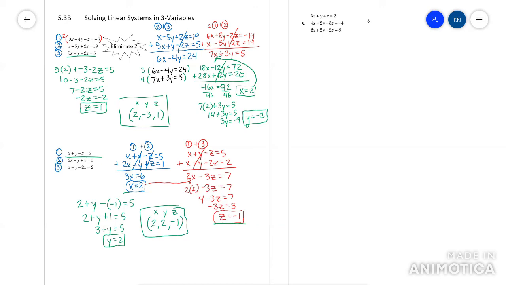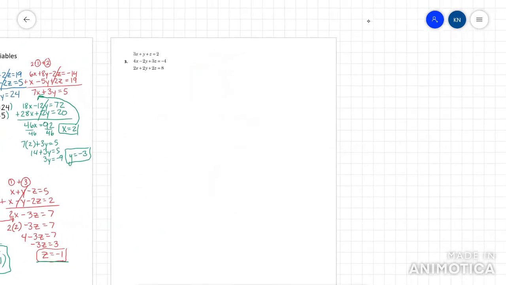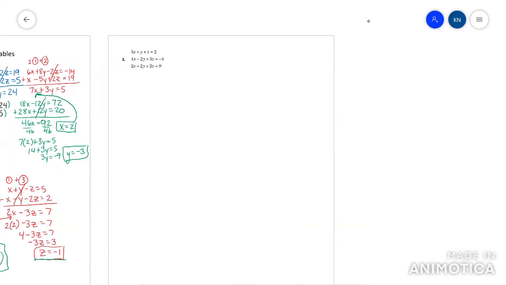All right, this last one, when I look at it, the thing that's jumping out at me are the y's. Because if I did equation 2 plus equation 3, the y's would cancel there. And then if I did equation 1 times 2, and then add it to equation 2, the y's would cancel as well. So those are going to be the two moves that I'm going to make.